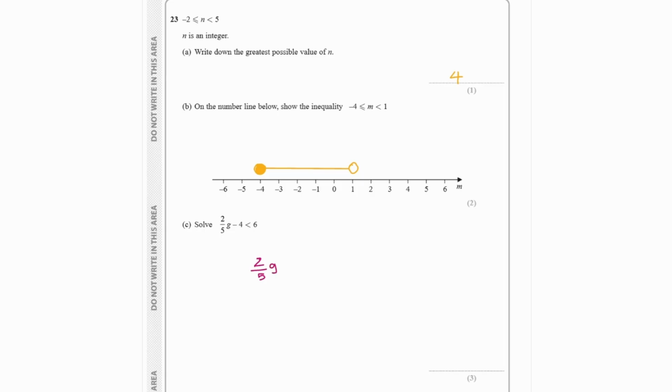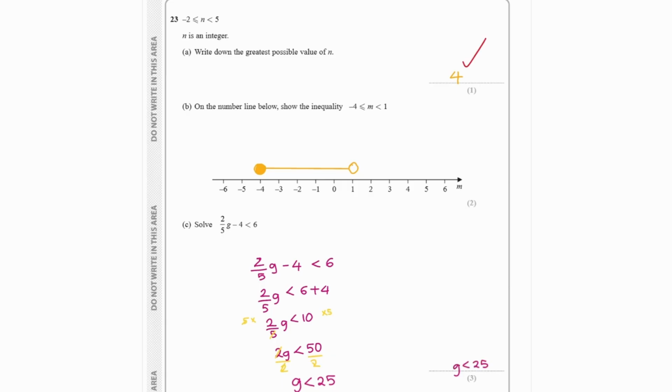Part C says solve 2/5g - 4 is less than 6. For this question, we would first have to add 4 onto both sides, which would make it 2/5g is less than 6 plus 4. And if we work out 6 plus 4, we can write this as 2/5g is less than 10. We can then multiply both sides by 5 so that the 5's cancel out on the left-hand side, and we will be left with 2g is less than 10 times 5, which is 50. We can then divide both sides by 2 so that the 2's cancel out on the left-hand side, and this leaves us with g is less than 50 divided by 2, which is 25.